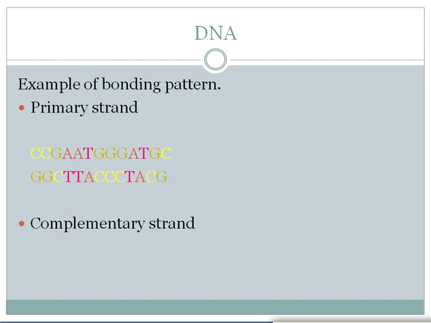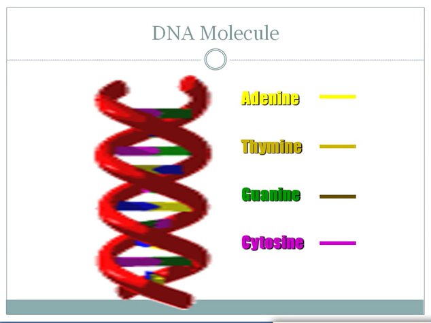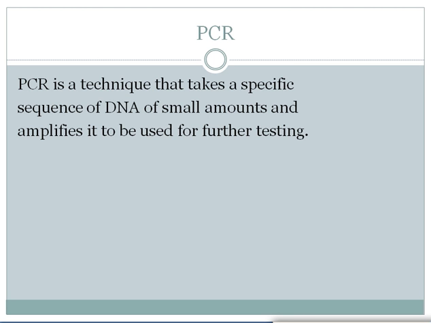Examples of the pattern are the primary strand and the complementary strand. The first one is the primary strand, the second one is the complementary strand. Adenine, thymine, guanine, and cytosine are the bases of DNA, forming base pairs. PCR is a technique that takes a specific sequence of DNA in small amounts and amplifies it to be used for further testing.